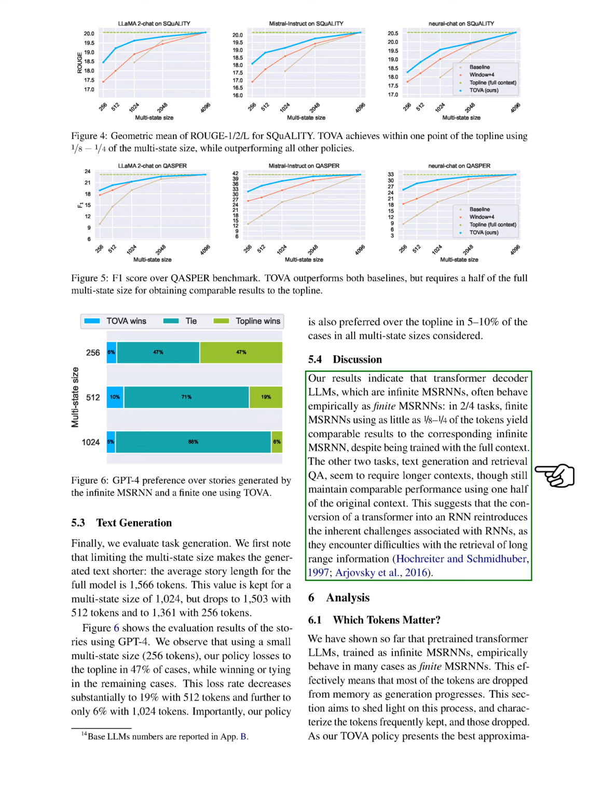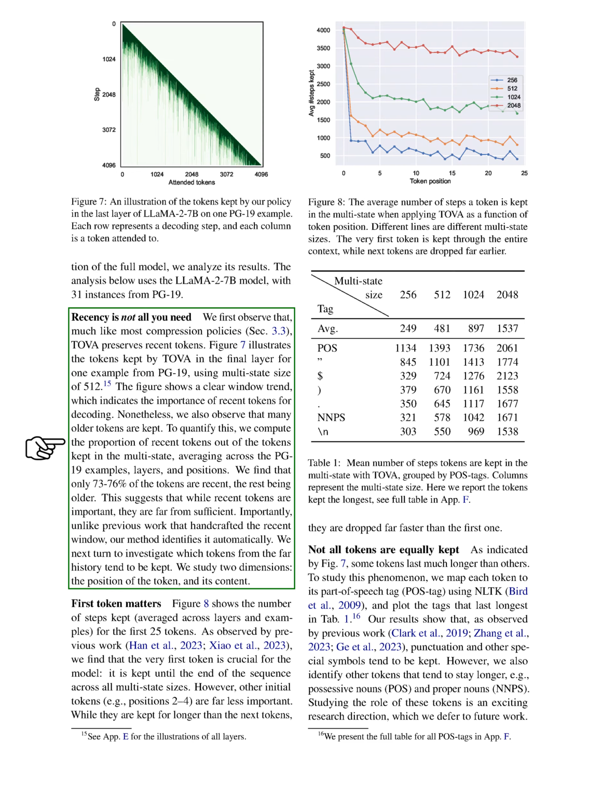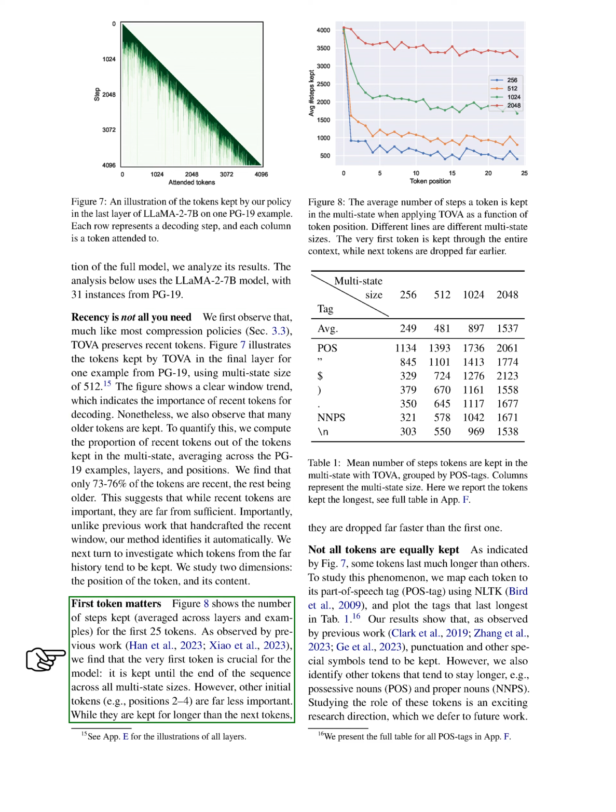We also found that not all tokens are equally important. Most of the tokens are dropped from memory as generation progresses. We observed that recent tokens are often preserved, but many older tokens are also kept. Only 73 to 76% of the tokens are recent, the rest being older. We also found that the very first token is crucial for the model, but other initial tokens are far less important.